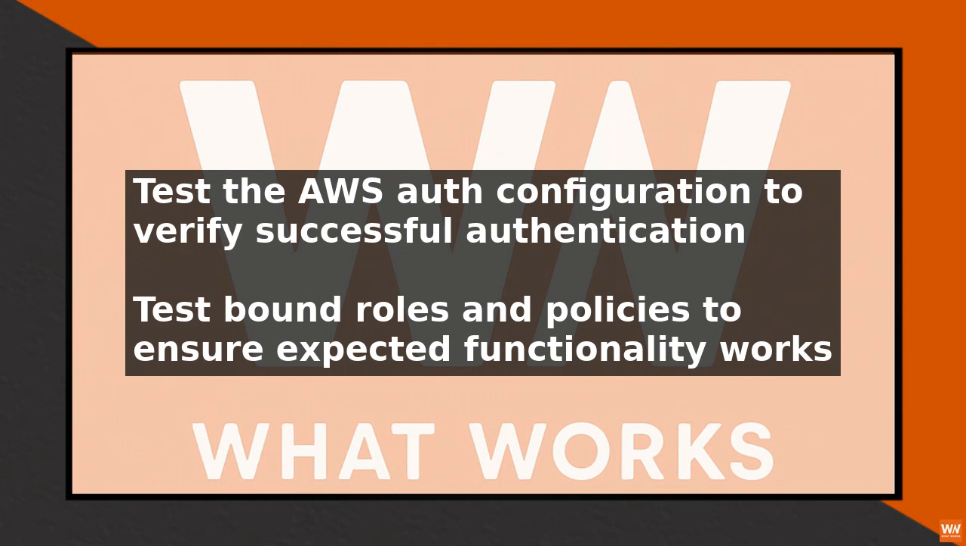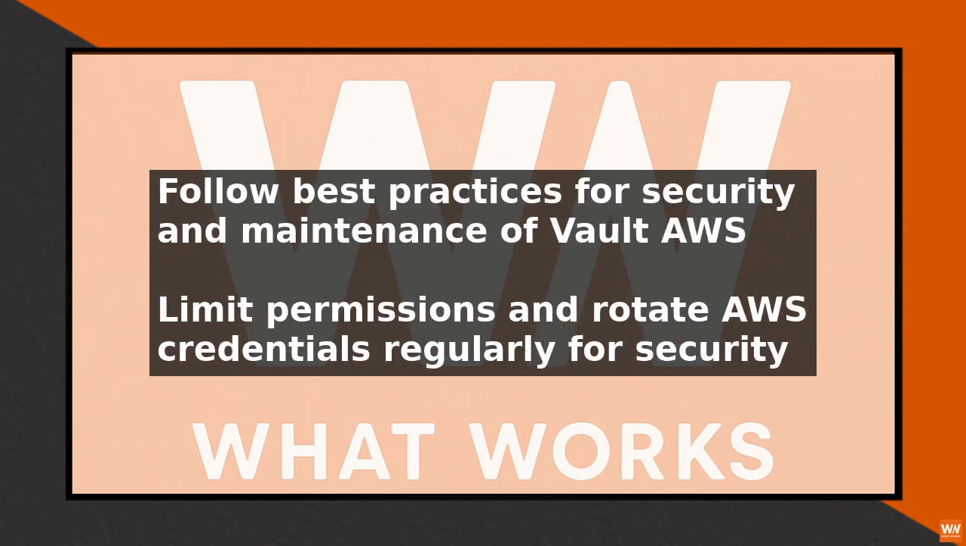Best practices for Vault AWS Auth include using IAM roles instead of access keys and regularly rotating AWS credentials. You should also limit the permissions of the AWS credentials used for Vault authentication to the minimum required for authentication. Additionally, you should monitor Vault logs for any authentication errors or issues and regularly review and update the AWS Auth configuration to ensure it remains secure and up to date.